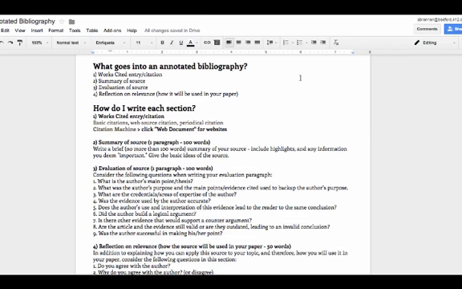Okay, so the next two pieces are on the screen in front of you with explanation. They are the summary and the evaluation. Each of these two pieces should be a separate paragraph. You should have one paragraph summary and one paragraph evaluation.